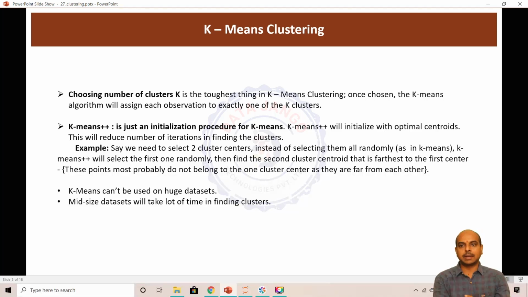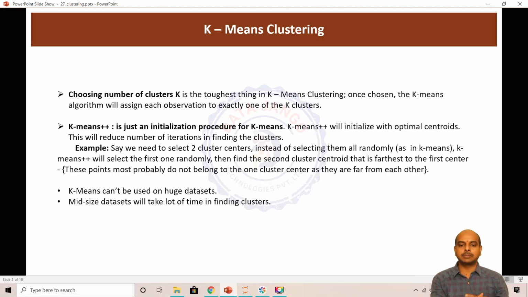In k-means, what is happening? When I say 3 clusters, it chose 3 data points randomly, then calculated the distances to all the data points, assigned the closest data points to the cluster, then took the mean and moved the cluster centroid, like that. But instead of choosing randomly, if we choose the centroids intelligently, the number of iterations will reduce. The k-means plus plus will do that.